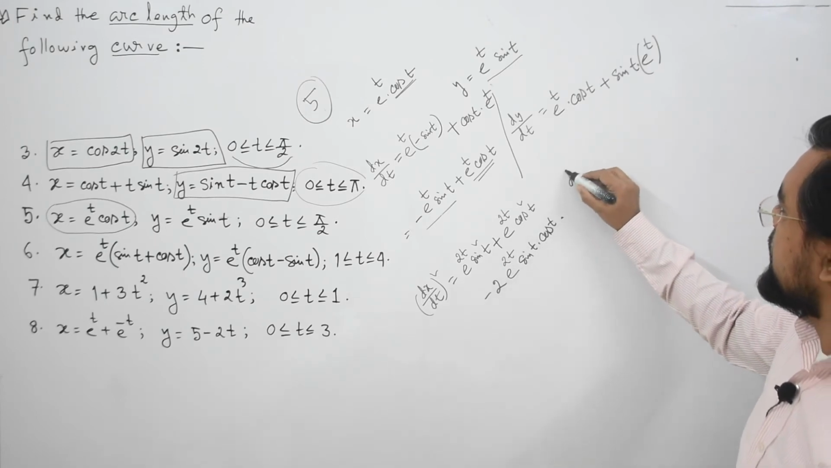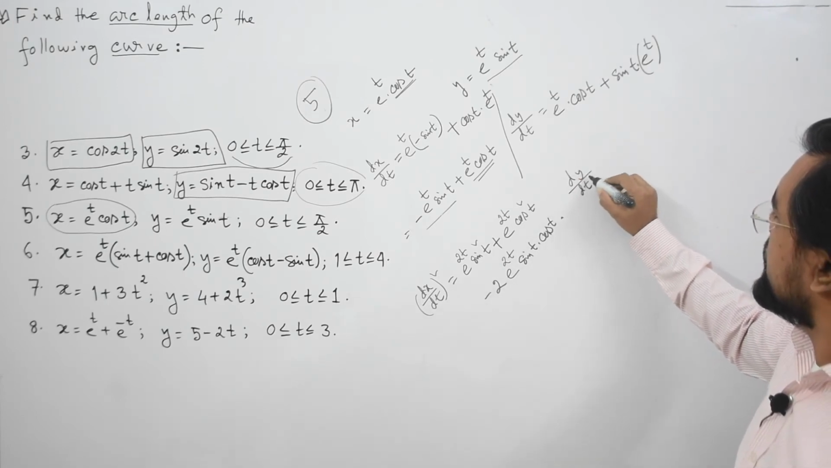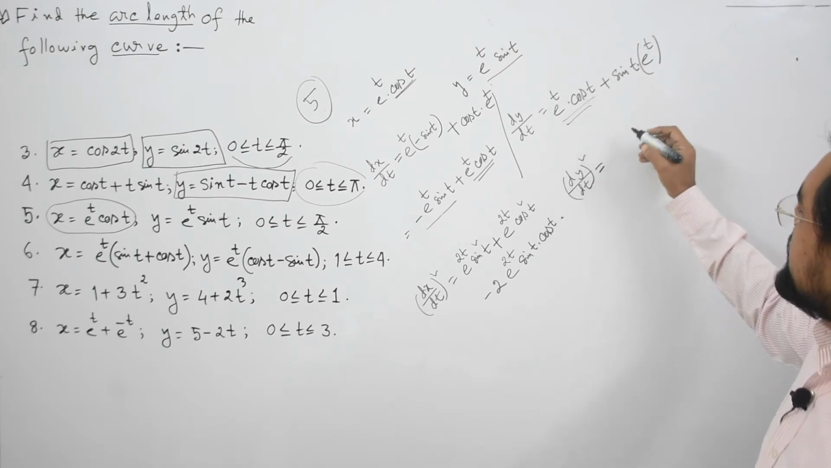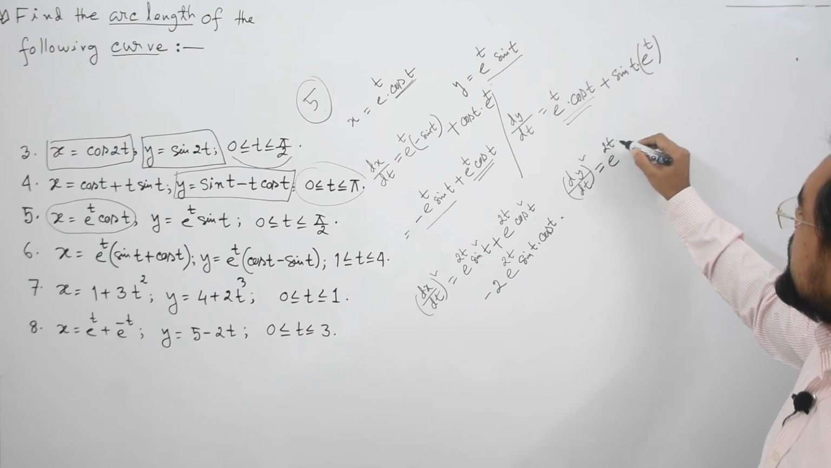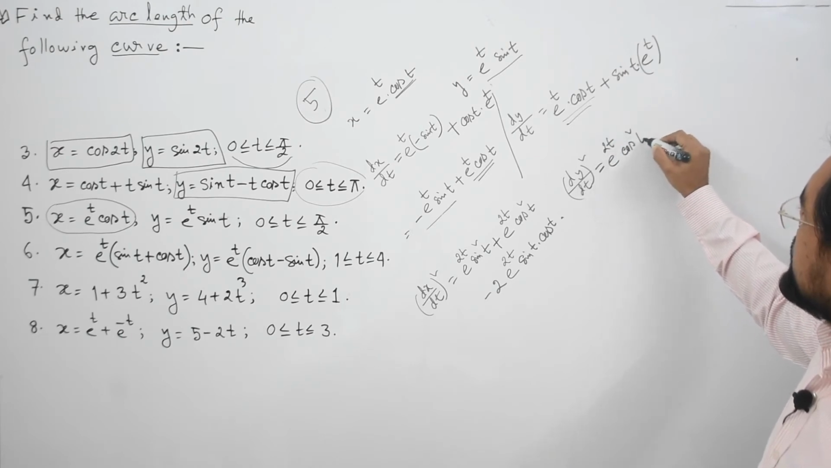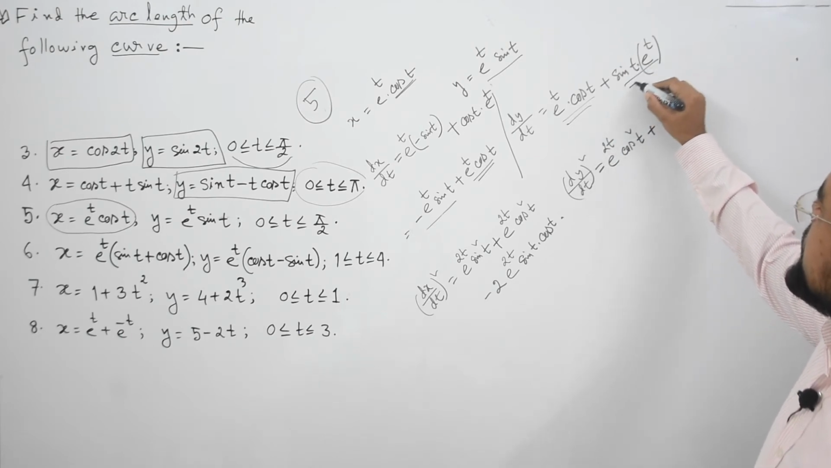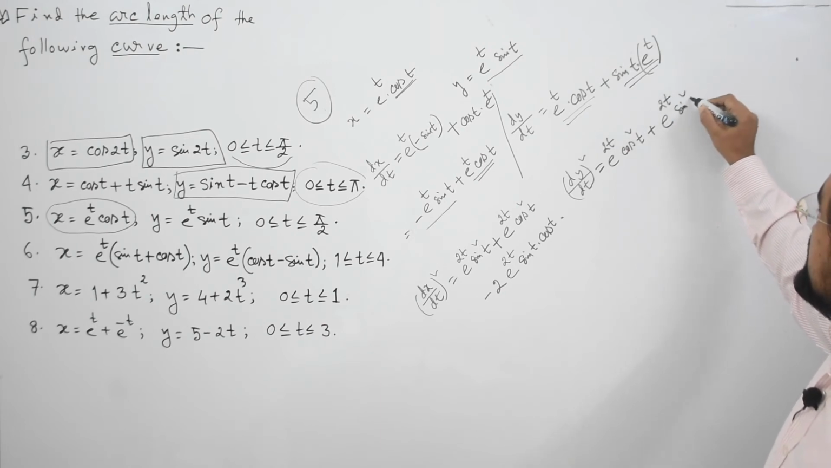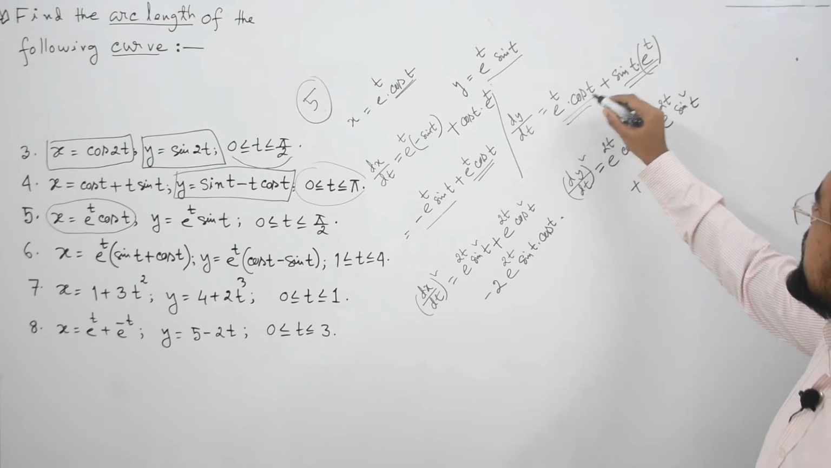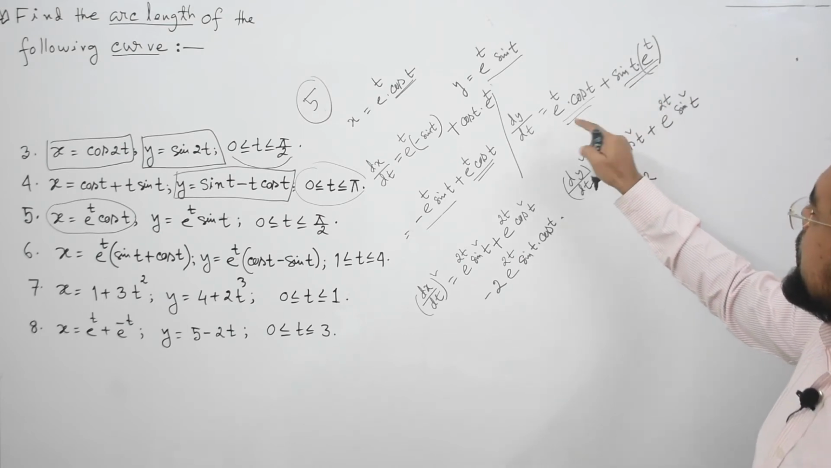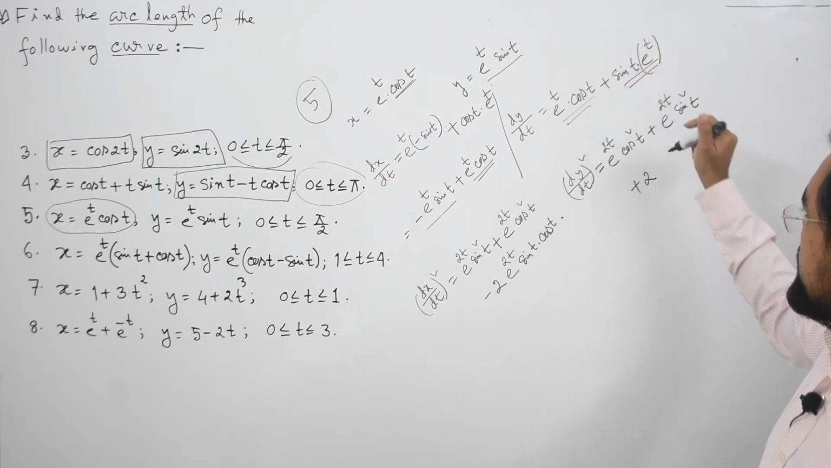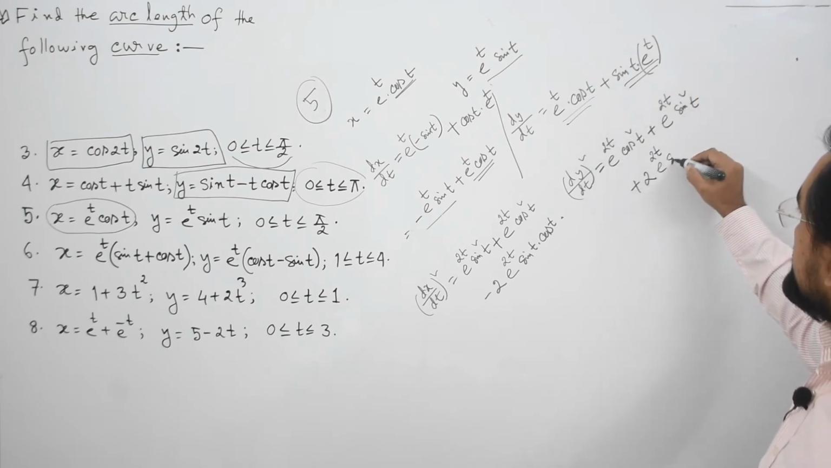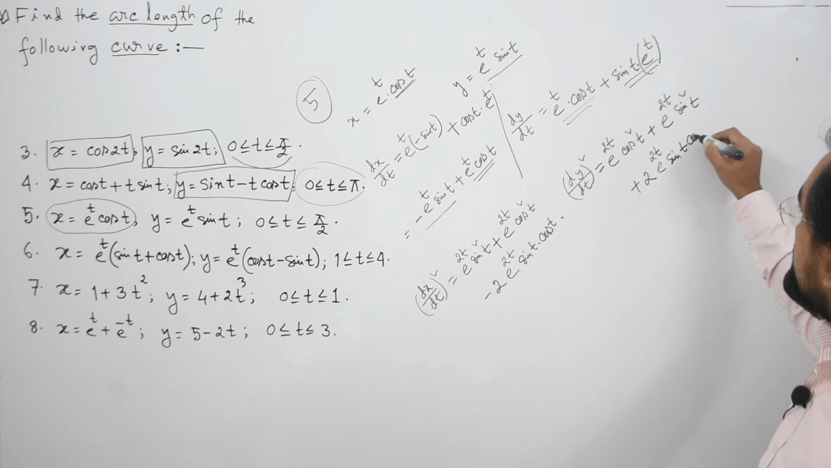And again (dy/dt) whole square is equal to the square of this term, e to the power 2t cosine square t, plus the square of this term, e to the power 2t sin square t, plus 2ab. So 2 e to the power t into e to the power t, e to the power 2t sin t cosine t.